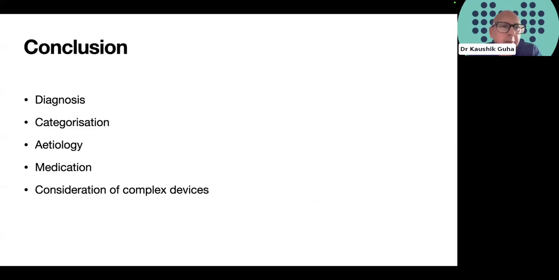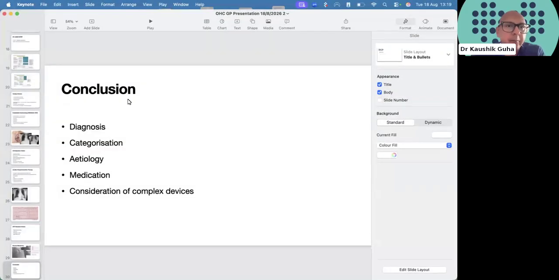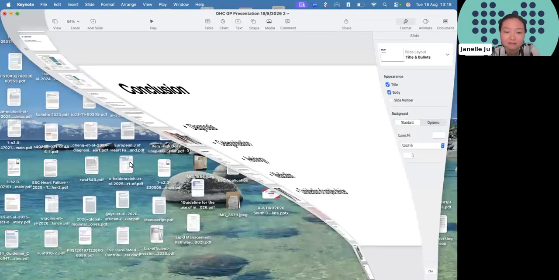So to conclude, we've touched on the diagnosis of heart failure and the need to subcategorize our patients. We've covered the etiology, the drug treatments, and potential device treatments which we may consider our patients for. I have finished there, so I am happy to take questions.